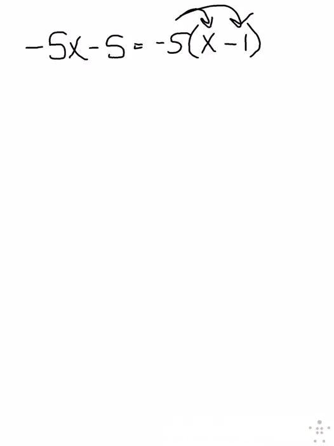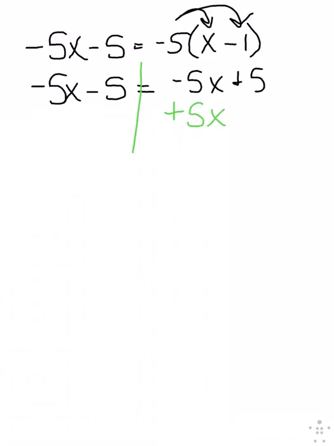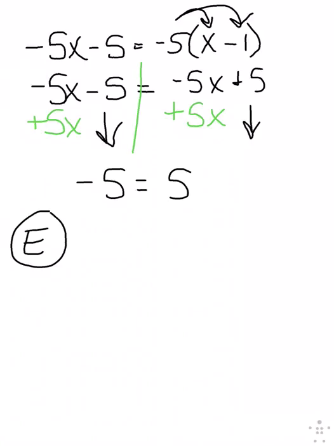Letter E, negative 5x minus 5 equals negative 5x minus 1. Again, we distribute first. Negative 5 times 1 is negative 5x. Negative 5 times 1 is a positive 5. I combine my like terms by doing the opposite. I add 5x to both sides. Negative 5 plus 5 is 0. I don't need to write 0, so we can bring it down. Negative 5 equals 5. Negative 5 and positive 5 are not the same thing, and so letter E is a correct answer.